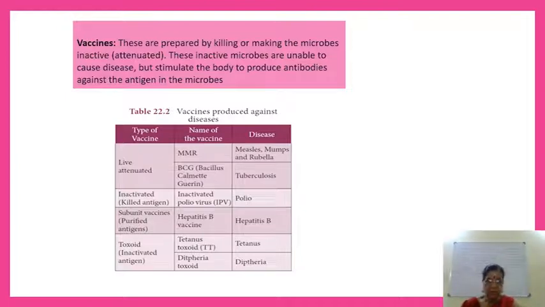So what have we done? Vaccines are prepared by killing or making the microbes inactive, that is attenuated. These inactive microbes are unable to cause diseases. At the same time, they stimulate the body to produce antibodies to fight against the antigens. I hope you are able to follow. And then you should know this table.